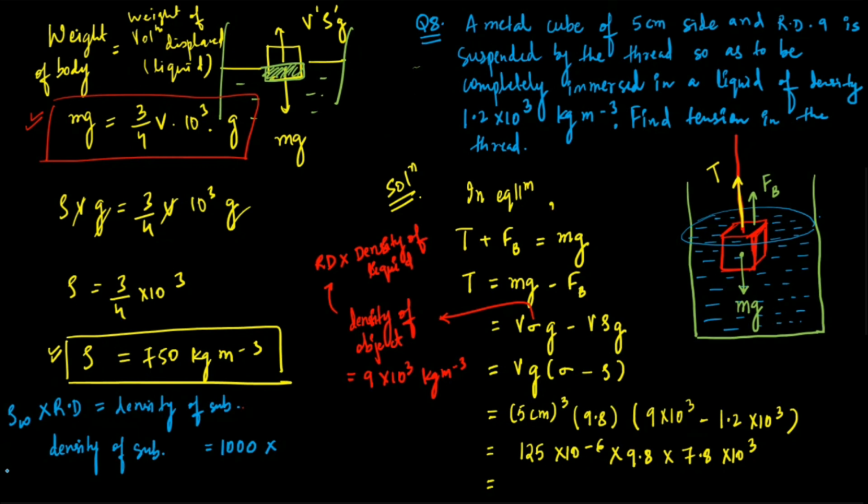It's a very dense cube. Okay, that makes sense, sir. Because I was doing 9 times 1.2 times 10 to the 3. That's why.